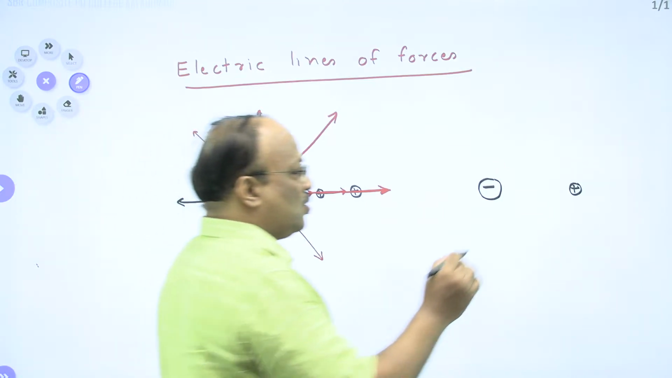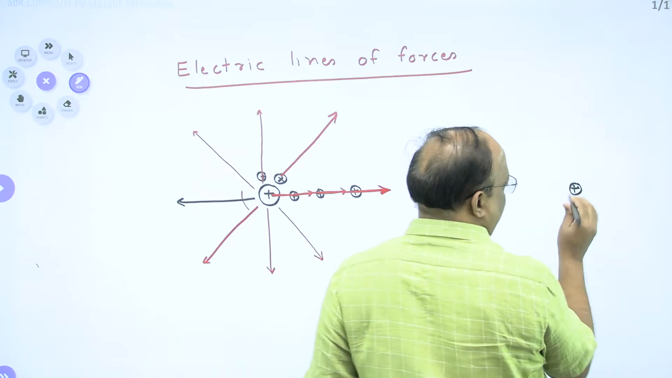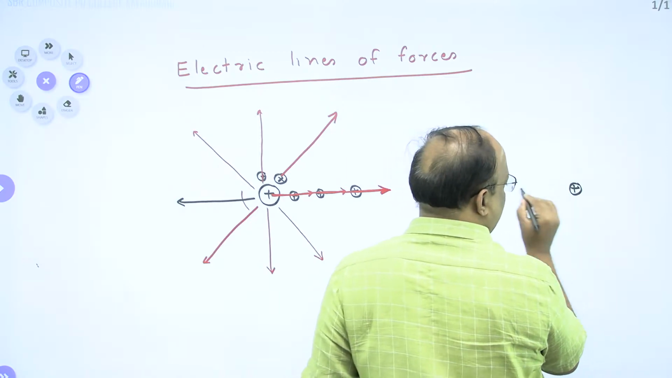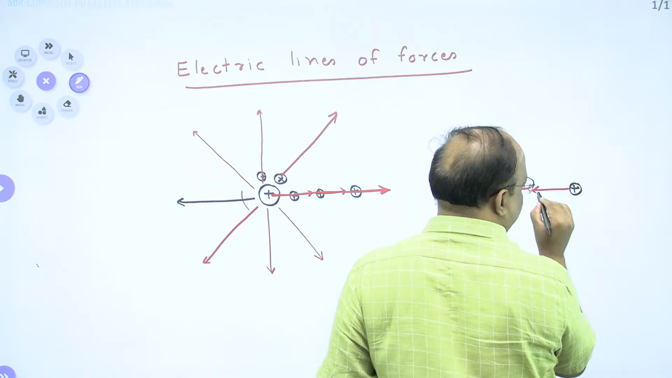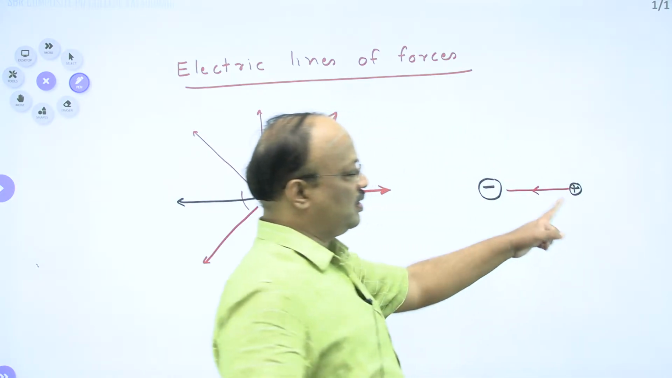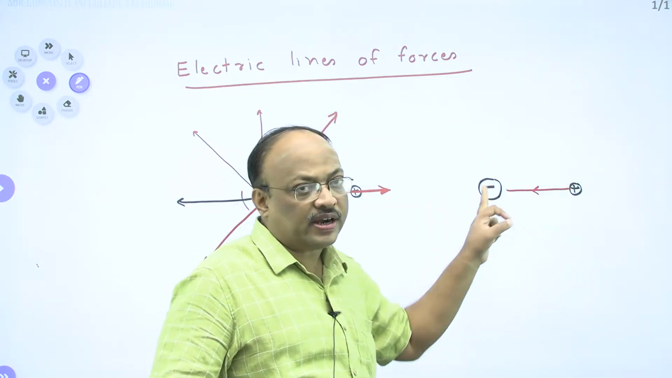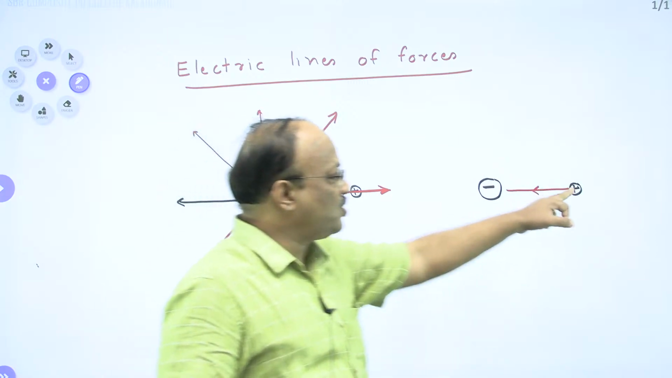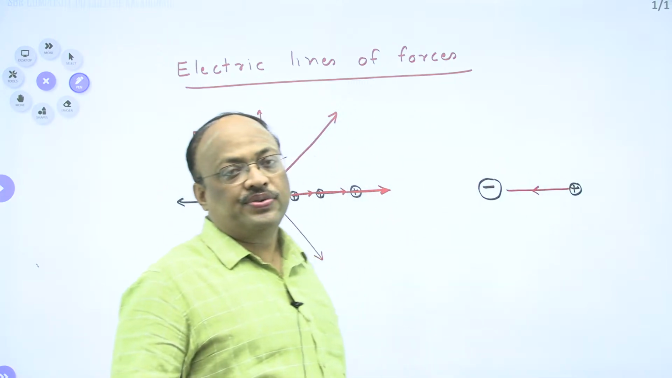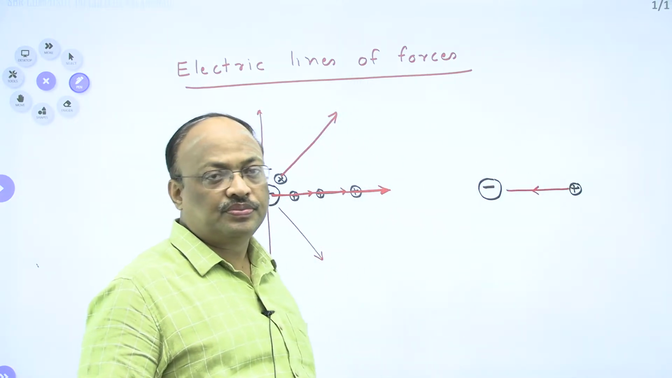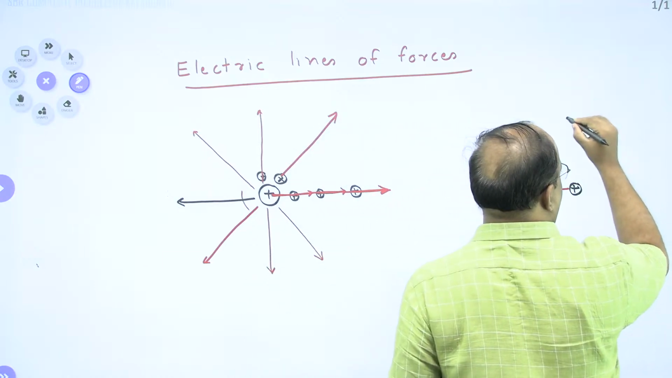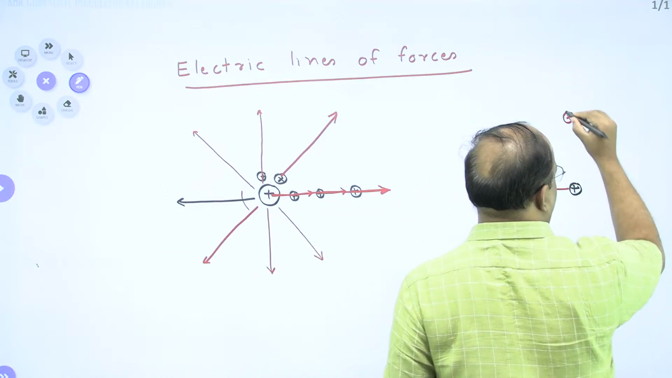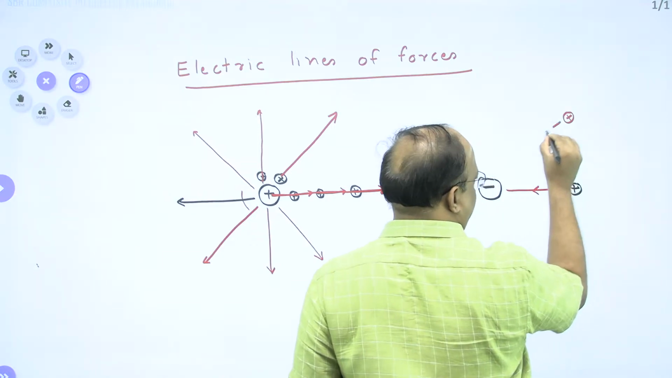So what path will it travel? It will move in this direction, because there will be a force of attraction. It is a positive charge and this is a negative charge. So if I keep a positive charge somewhere here, what will happen? It will be attracted.